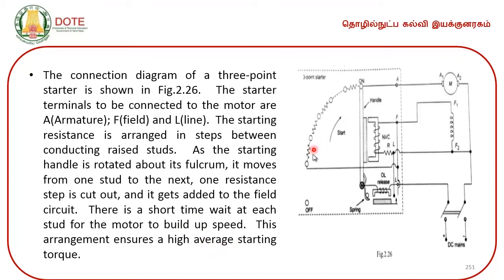So, when the handle is at this point at the start of the motor, maximum resistance is included across the armature, in series with the armature. Once the handle gets moved from here, slowly all the resistance will be cut. Once it reaches this point, the motor attains the rated speed, so that EB is developed, so that Ia will be reduced. Only during starting all the resistance will be connected in series with the armature.